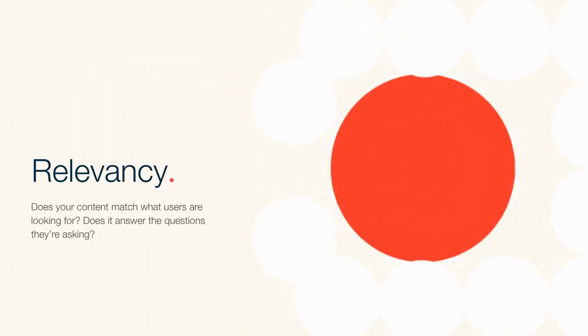The first factor is relevancy. Does the content that the LLM is looking at even match what the user's original query was? You can have the best content in the world and it can be formatted in the perfect way, but if it doesn't answer the question that the user is asking, it's never going to appear. And really, this just comes down to content strategy. What are your users searching for? Are you writing content that helps answer those questions?